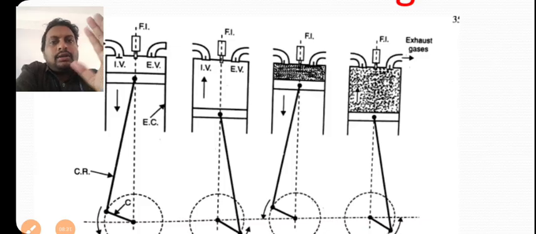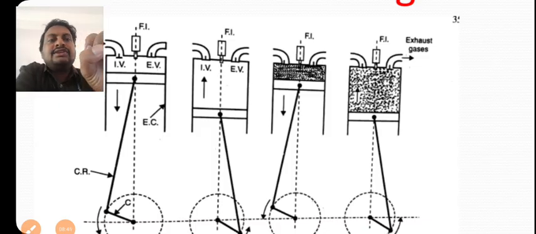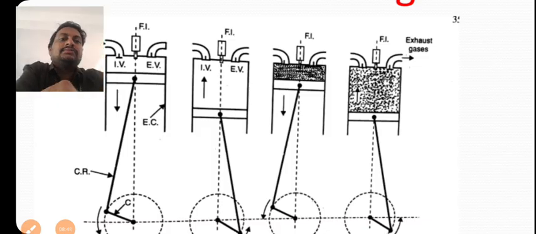In the engine cylinder, high temperature and high pressure air will be present. At the end of the compression, the fuel will be injected into the engine cylinder using the fuel injector, and then combustion takes place inside the engine cylinder.